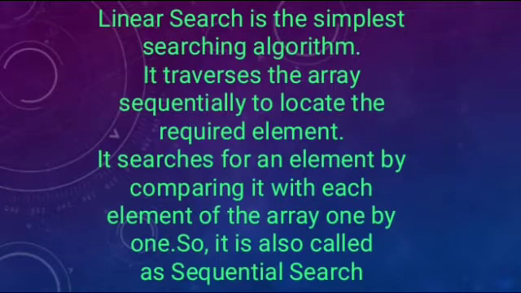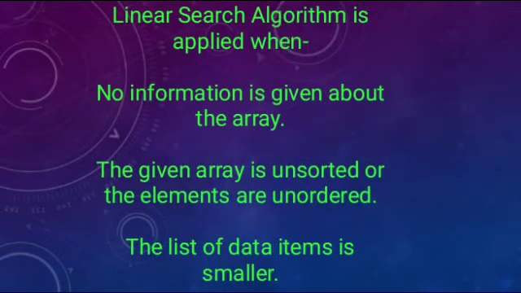Linear search is the simplest searching algorithm. It traverses the array sequentially to locate the required element. It searches for an element by comparing it with each element of the array one by one. So it is also called a sequential search. Linear search algorithm is applied when no information is given about the array, the given array is unsorted or the elements are unordered, and when the list of data items is very small.